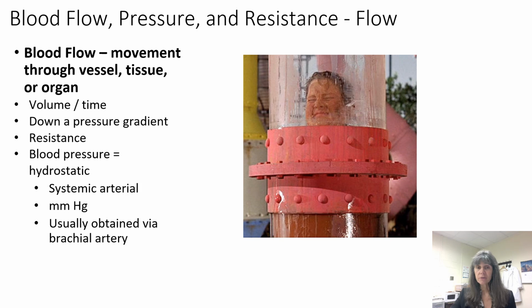Blood pressure, which is a hydrostatic force, is the pressure of blood against the walls of a vessel, and we usually measure blood pressure in systemic arteries. It's measured as millimeters of mercury, and it's usually obtained by way of the brachial artery. We actually have a slide where we're going to go through how to do a correct blood pressure measurement.